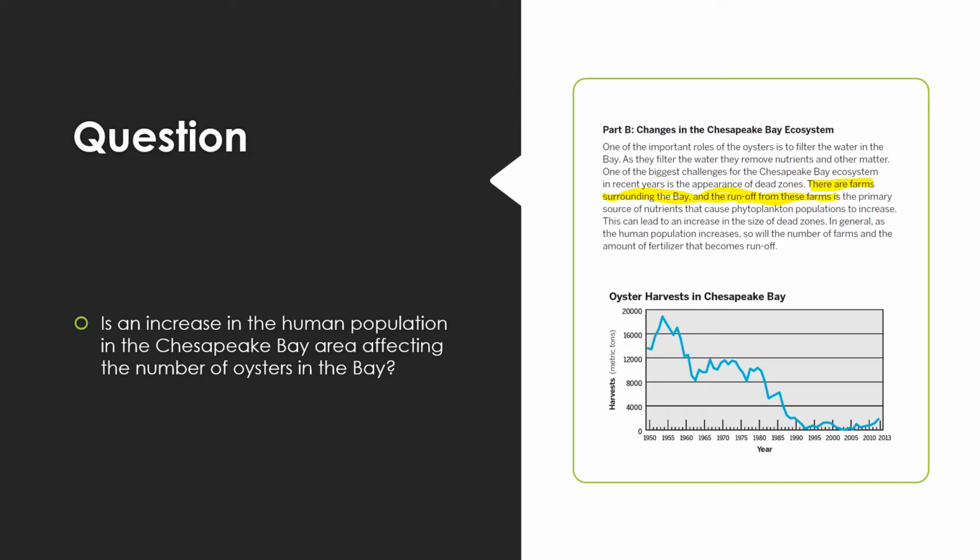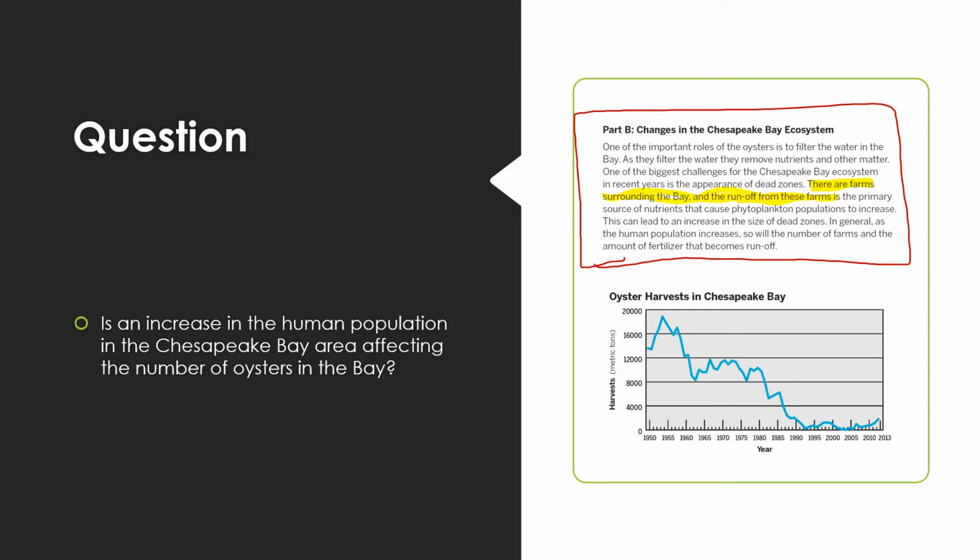I put two images on the right. The first one is a text that I believe you remember. It's part B, changes in the Chesapeake Bay ecosystem. And if you look at the part that we highlighted, it says there are farms surrounding the bay, and runoff from these farms is the primary source of nutrients. So we are getting more and more farms around the Chesapeake Bay.